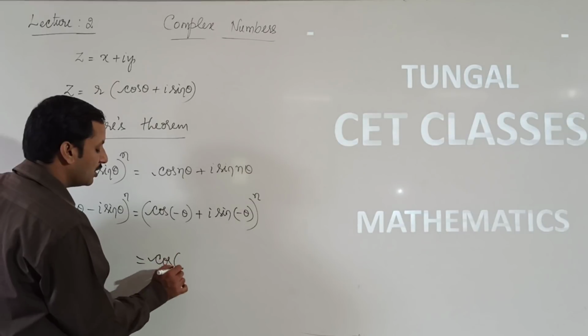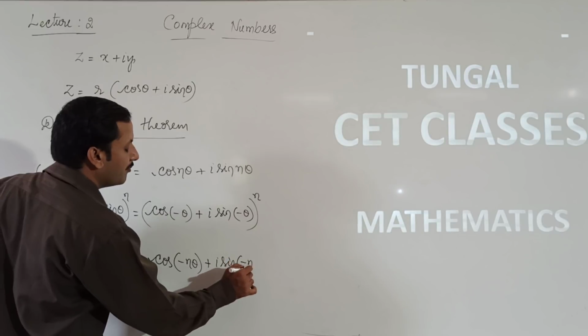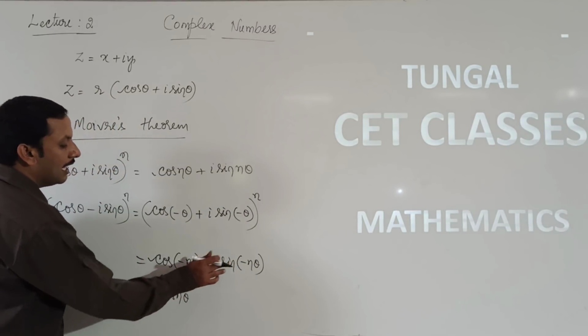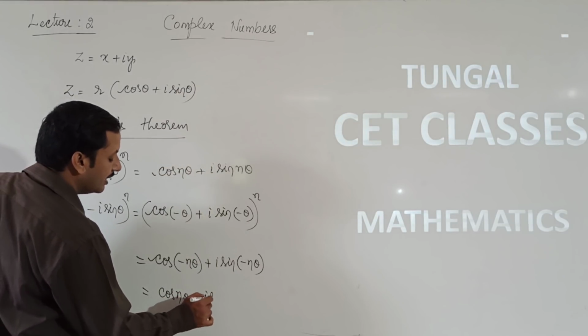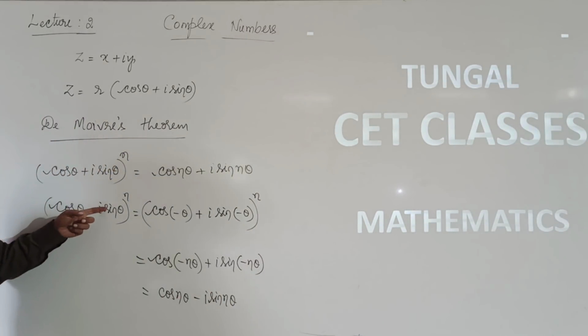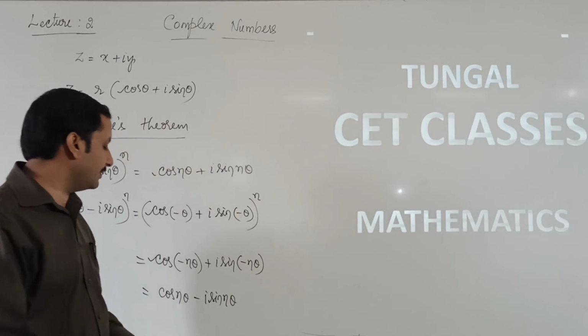We get cos of minus n theta plus i sin of minus n theta. Cos of minus n theta is same as cos n theta, and sin of minus n theta can be written as minus sin n theta. Right. So from this we can directly write that cos theta minus i sin theta whole power n is cos n theta minus i sin n theta.